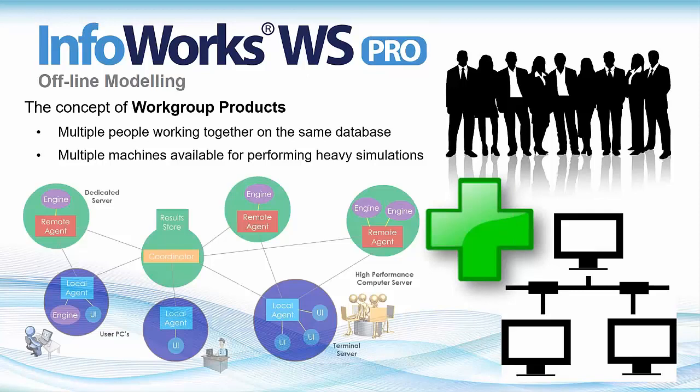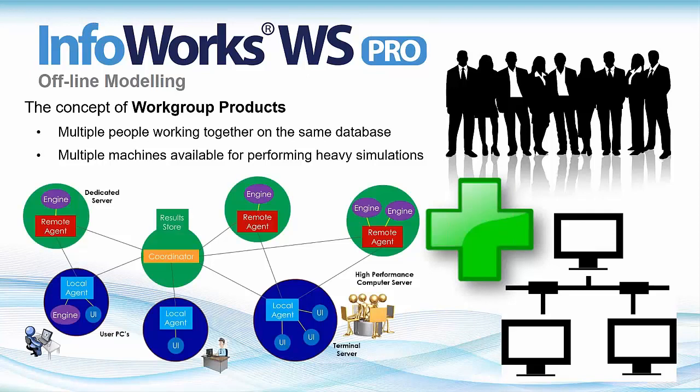So just to explain a little bit more about this technology implemented in WS Pro, and then I will go back to the OFWAT requirements. InfoWorks WS Pro comes with what we call a coordinator, and the job of the coordinator is basically to control the traffic of data between local agents, which is where the engineers sit and build their models, and the remote agents, which are machines that are designed just to run simulations.